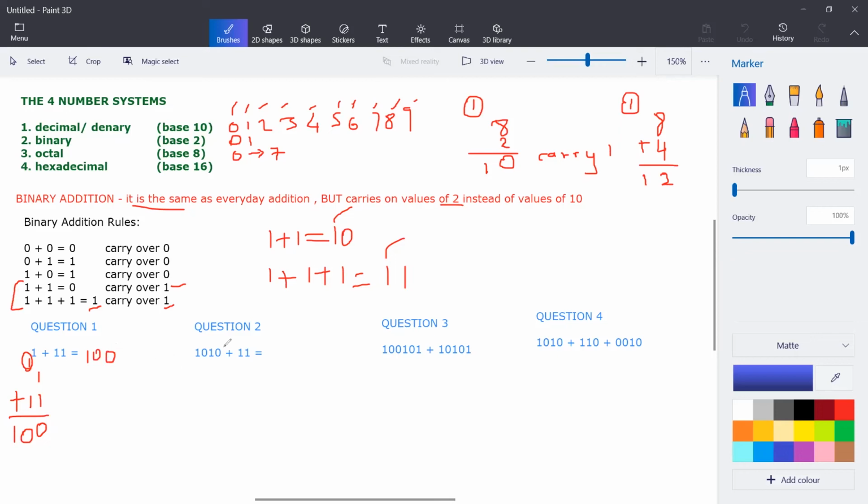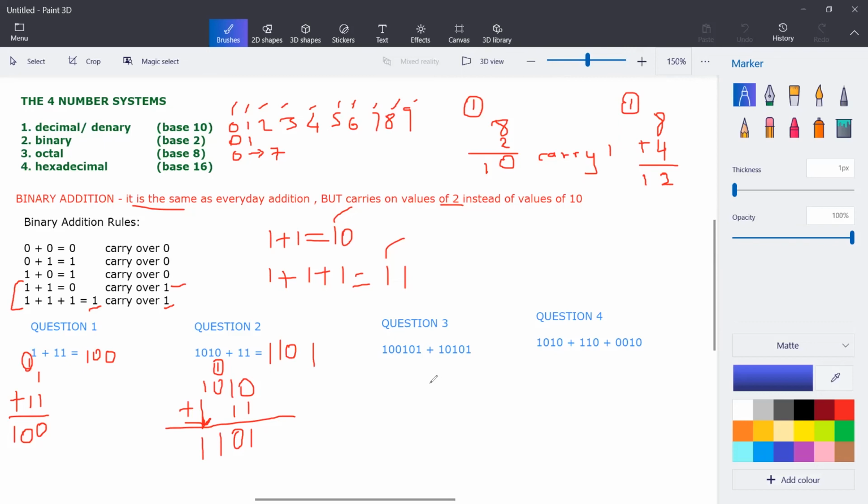Okay. Question 2, this is how I'll arrange my question 2. 1, 0, 1, 0. And I'm adding 1, 1. If I do 0 plus 1, I'll get 1. That's like the second rule up here. And then I have 1 plus 1 from the second last rule, that is 10. So I'll write 0 and carry 1, all right? So if I carry 1, that one I've carried plus this 0 is 1. And then, of course, the last one simply drops down because there's nothing to add to it. So it just drops down. So my answer for this math is 1, 1, 0, 1.